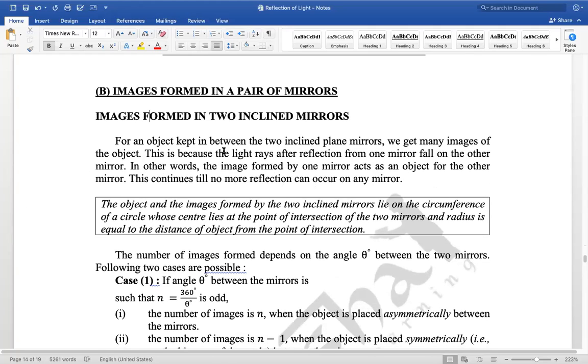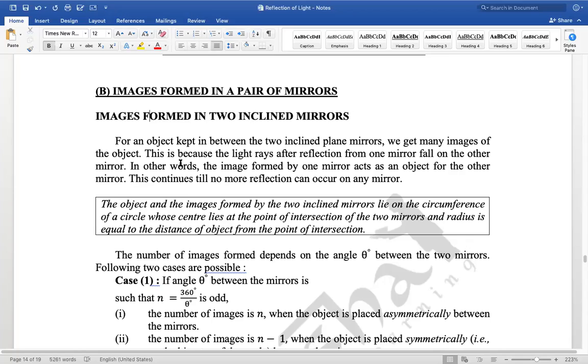For an object kept in between the two inclined plane mirrors, we get many images of the object. This is because the light rays after reflection from one mirror fall on the other mirror. In other words, the image formed by one mirror act as an object for the other mirror. This continues till no more reflection can occur in any mirror.